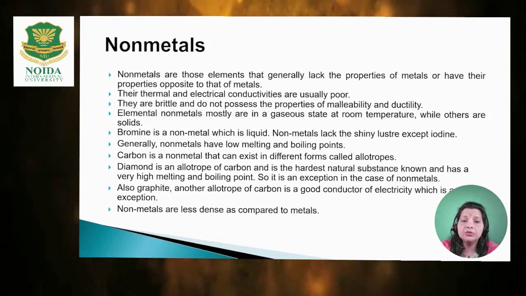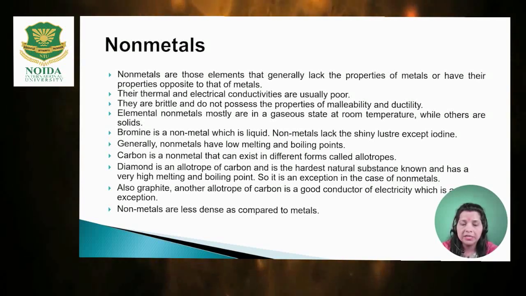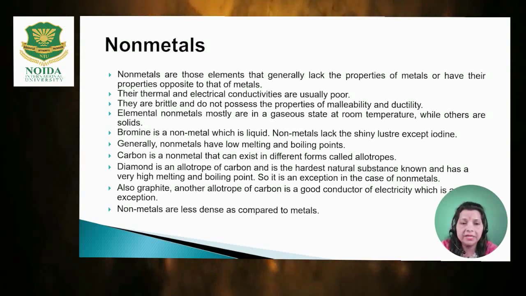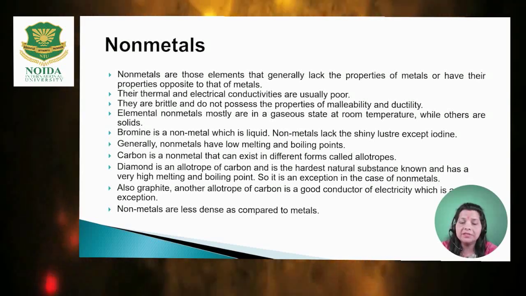They are brittle and do not possess the properties of malleability and ductility. Whenever you try to make a thin sheet of these non-metals, as you are able to do with metals, they will break down, right? Elemental non-metals are mostly in a gaseous state at room temperature, while others are solid. Bromine is a non-metal which is liquid.